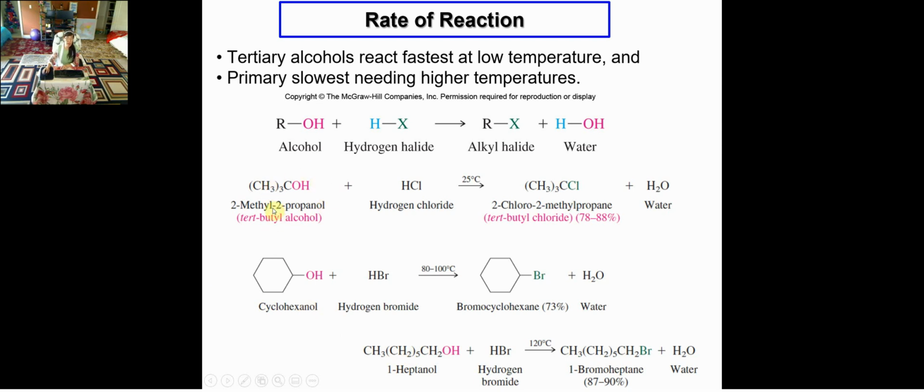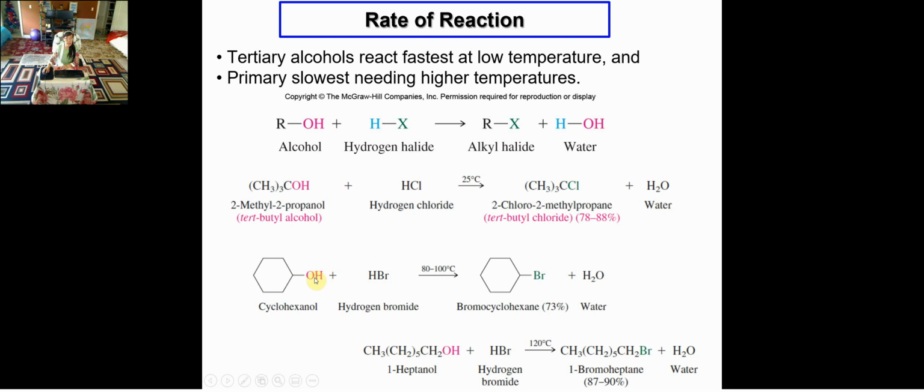If you have a tertiary alcohol, for example, t-butyl alcohol, tertiary alcohol reacted with your hydrogen halides, you are going to produce a tertiary chloride. So what we found, this reaction has a pretty high product yield, about 78 to 88%. The temperature is 25 Celsius. If you have a secondary alcohol, such as cyclohexanol, this cyclohexanol reacted with hydrogen bromide, you do need a higher temperature, about 80 to 100 Celsius.